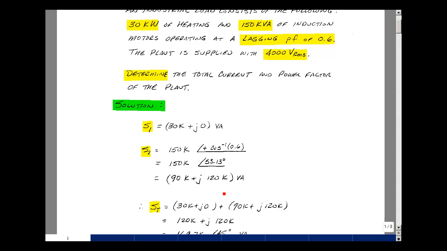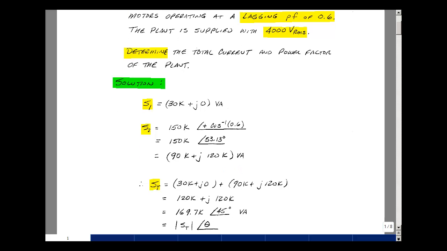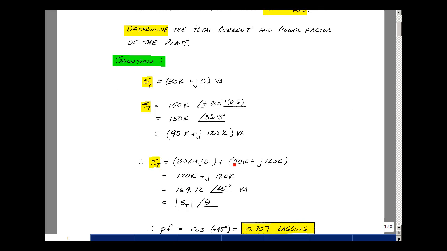So our total power consumed then is the sum of these two. We're going to add the reals and add the imaginary, so I get 120,000 plus j120,000. So that gives a magnitude of 120k times the square root of 2, which is 169.7k, at an angle of 45 degrees, and again, the units are volt amperes. And that's the magnitude and angle of our complex power.